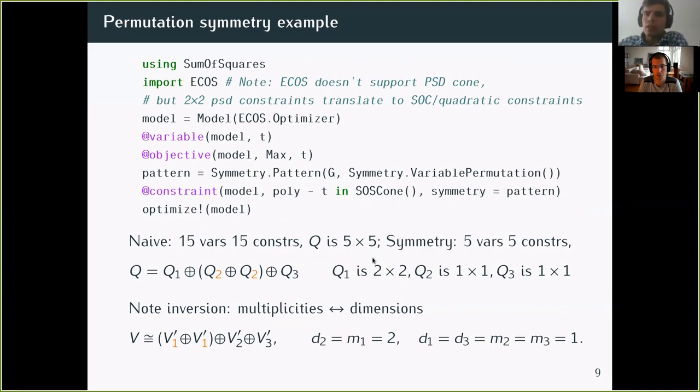And so, in fact, you can even see that at the beginning it was a 5 by 5 PSD, but now, because it's only 2 by 2 and 1 by 1, this is a second order cone program, because this can be written as a second order cone. This is just linear. And so you can actually use ECOS, which does not support PSD, and actually solve this SumOfSquares program.